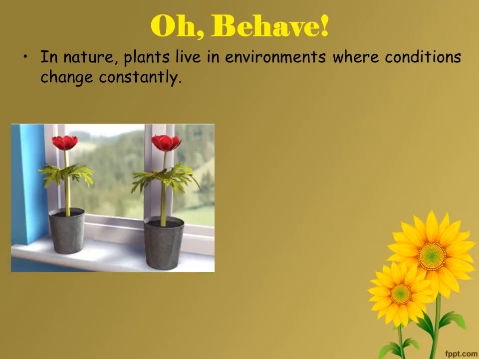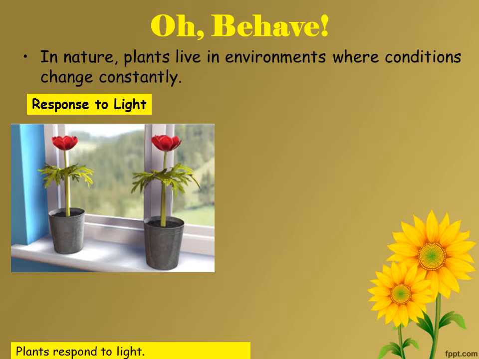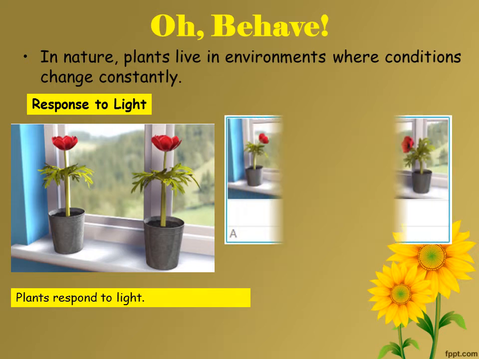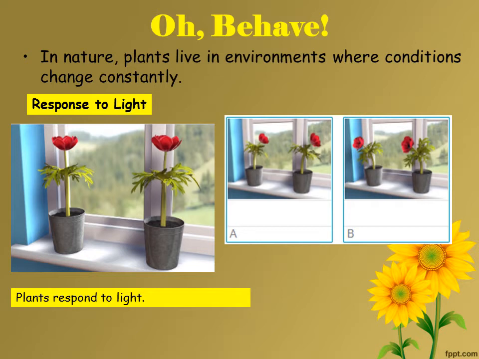Plants grow towards light. Do you remember why? Yes, plants need sunlight to make food, so they respond to light by growing towards it. Now, look at these pictures here. What do you think will happen if this plant is left in the window? Okay, let's see if your answer is correct. Yes, it's letter A. Plants bend towards the available light to make their own food.